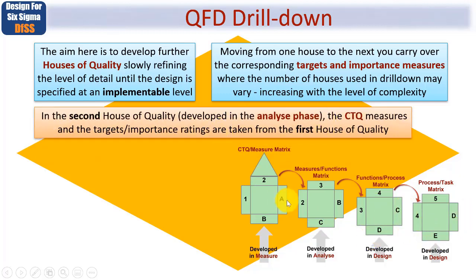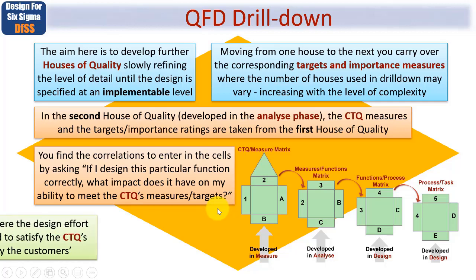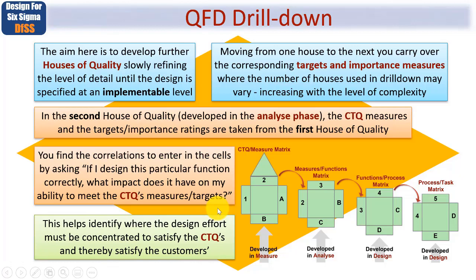So in the second house of quality, just shown here, developed in the analyze phase, the critical to quality measures and the ratings of the targets and their importance are taken from the first house of quality, as I'm showing here, A, B, B, C. You'll find the correlations to enter the cells by asking the question, if I design this particular function correctly, what impact does it have on my ability to meet the critical to quality measures and targets? And this will then help you identify where the design effort must be concentrated so that you can indeed satisfy the critical to quality metrics, and by doing so, satisfy your customers.